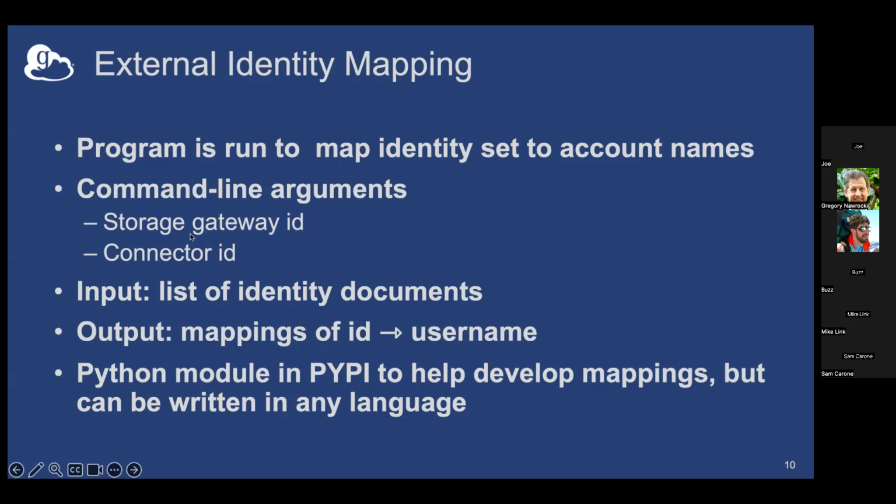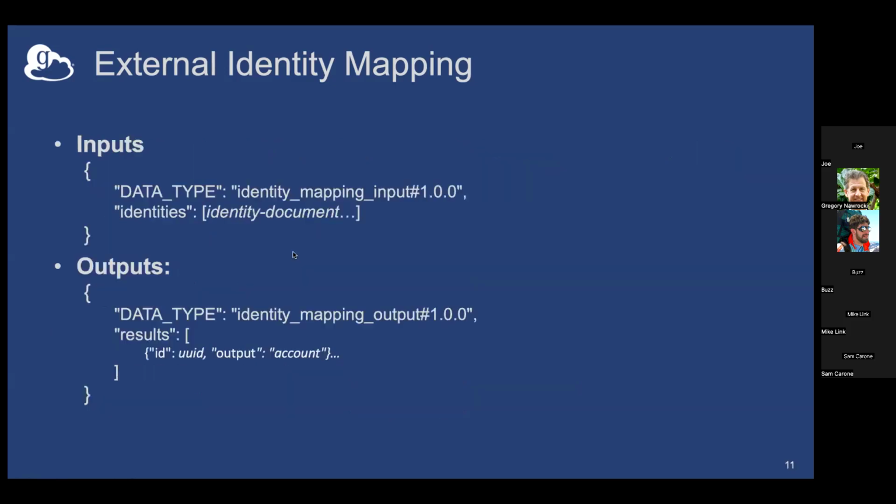The input is a pretty simple list of identity documents, and the output is just a list of mappings from the identity ID field to a username for that account. There's a Python module in PyPI that you can use to help develop the mappings. It includes some scripts that you can run to test the mappings, where you can pre-fill some identity documents, pipe them into the mapping module, and see that it's doing what you expect it to do. So that'll help you validate that your mappings are working correctly.